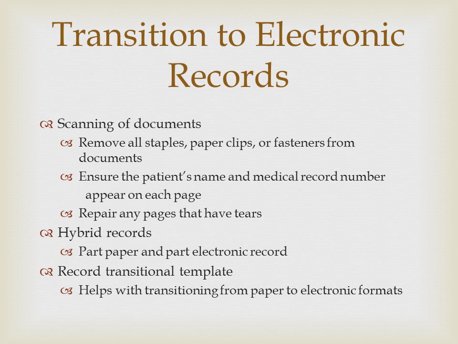If there are any pages that have tears in them, you always want to repair those before scanning them in, because, again, the scanning machine is going to pick up all of those different things. What is a hybrid record? A hybrid record is where you have a patient record that part of it is manual and part of it is electronic.